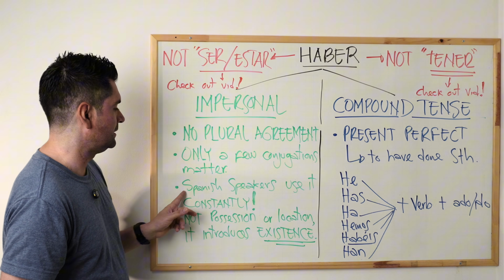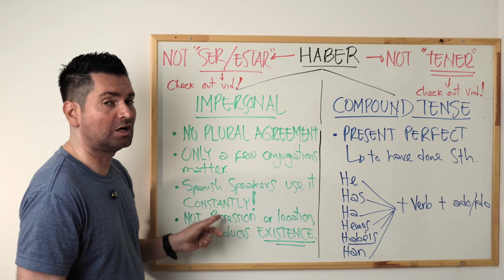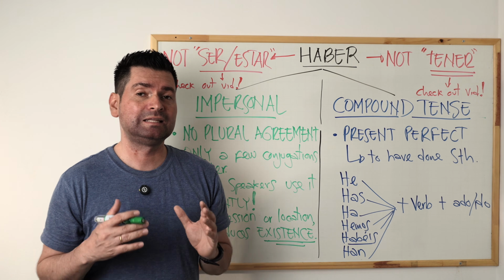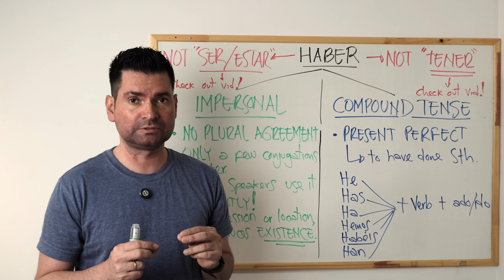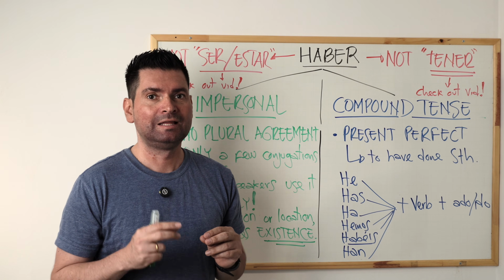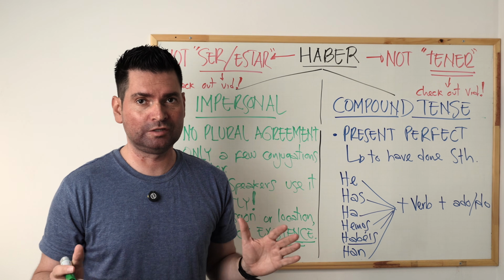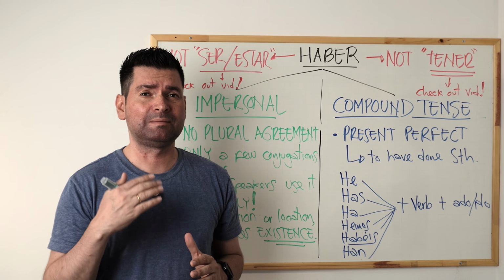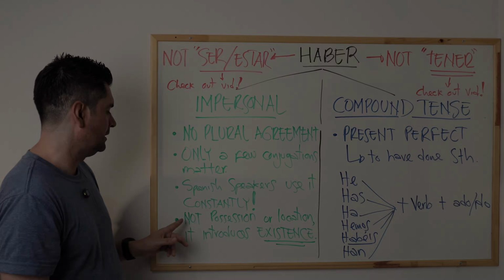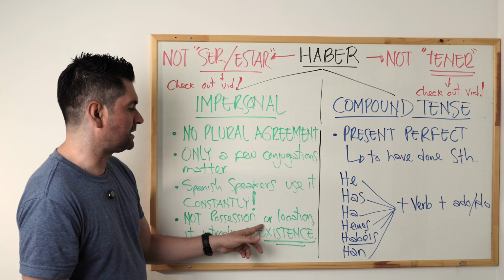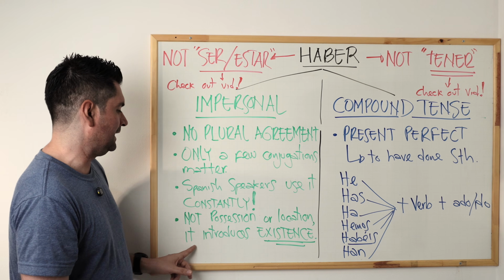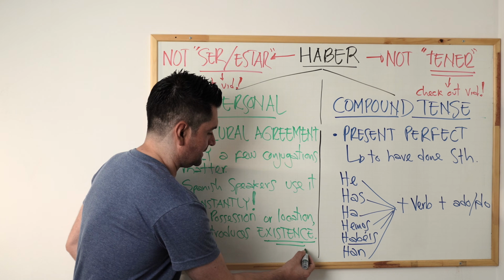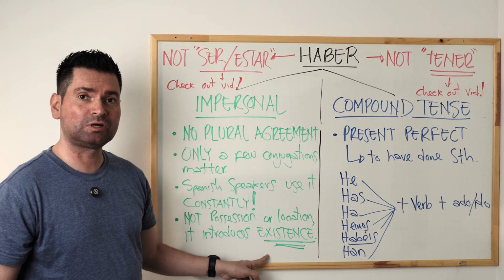Again, the next one. Spanish speakers use it constantly. This is important, and this is one of my core principles. Learn practical, frequent things that you will use all the time, that you will hear, and that people will say all the time. And the last one, not possession or location. It introduces existence. This is the most important word.